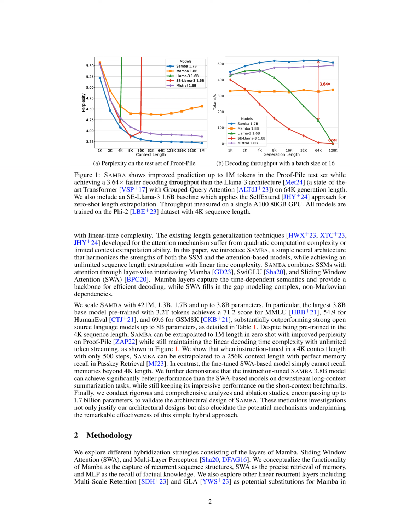Secondly, SAMBA outperforms strong open-source language models with up to 8 billion parameters on various benchmarks, showcasing its superior empirical performance. Additionally, SAMBA can be extrapolated to 1 million length in zero shot with improved perplexity on Proof-Pile, demonstrating its ability to handle long sequences seamlessly.